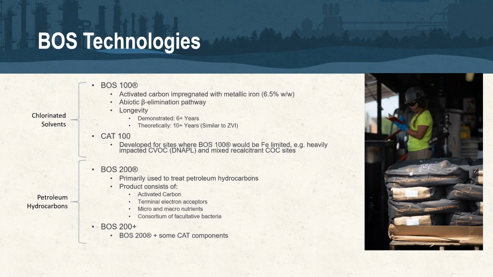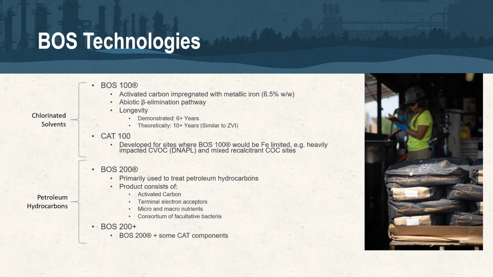But to get back up to the top, BOSS 100 is an activated carbon that's been impregnated with metallic iron. You can think of it as reactive iron, similar to zero-valent iron, impregnated within the activated carbon. It's actually impregnated within the pore structure of the carbon. It's not just ZVI and carbon blended together. It's actually plated, if you will, within the pore structure of the activated carbon.